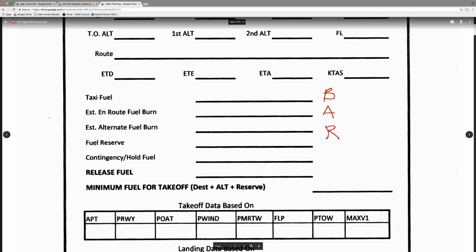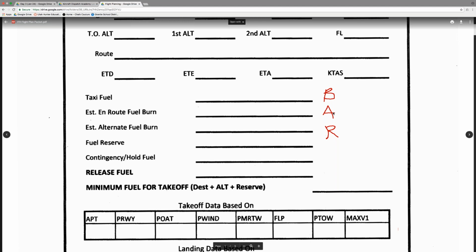Okay. So the FAR states that we have to have the burn to the destination. That's what we call our burn. Then to our furthest alternate. So if it requires 2 alternates, we plan the fuel to the furthest alternate is what we're going to put on this dispatch release, okay?